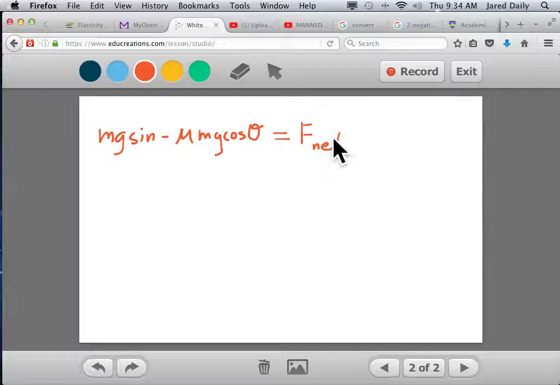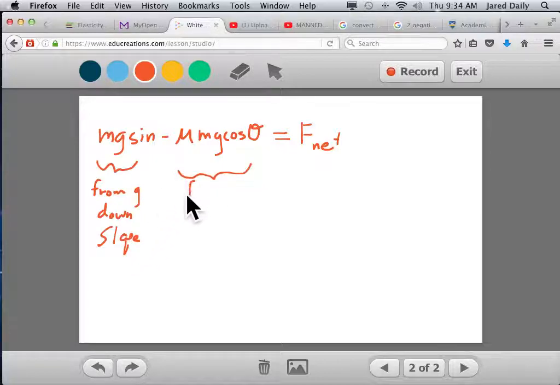This is the force from gravity pulling it down the slope. That's what that force is. This right here is the force of friction, and it's pushing it up the slope. So they're in opposite directions. One's positive, one's negative. We want to calculate the net force, so we plug in these things.